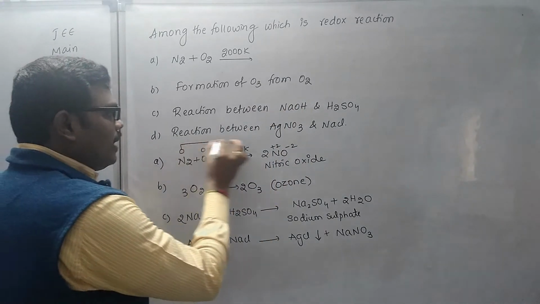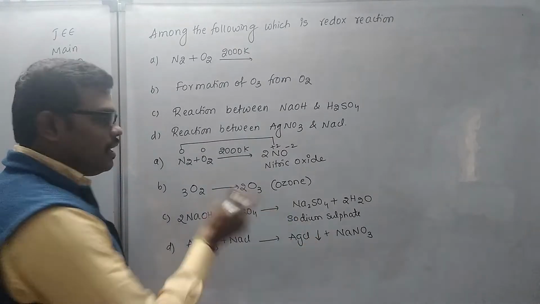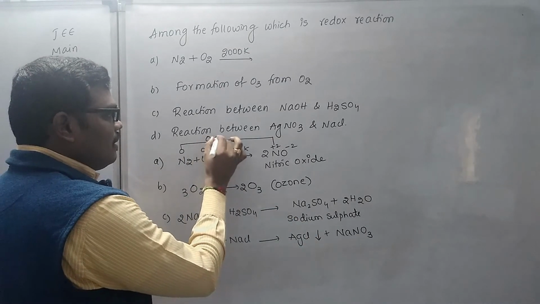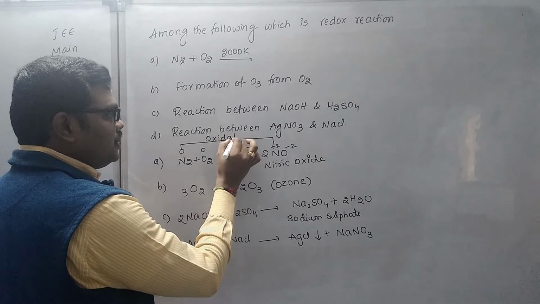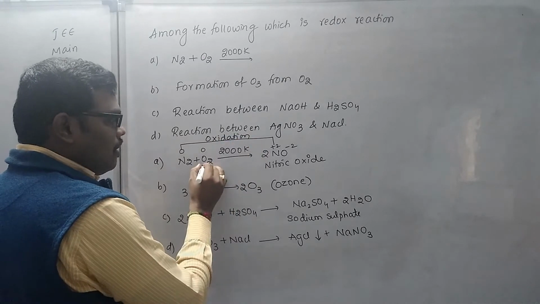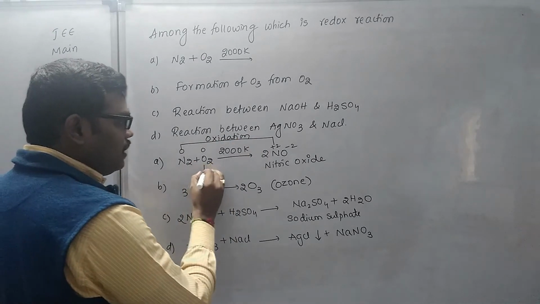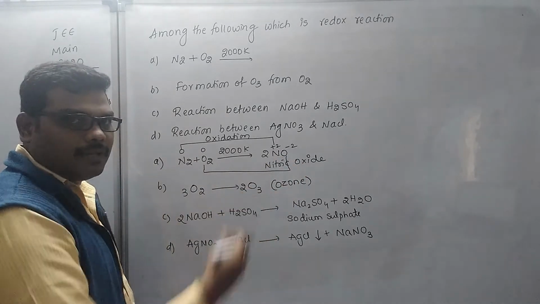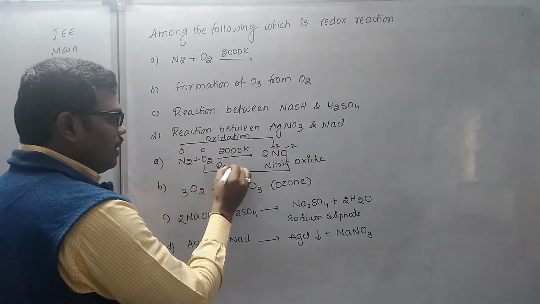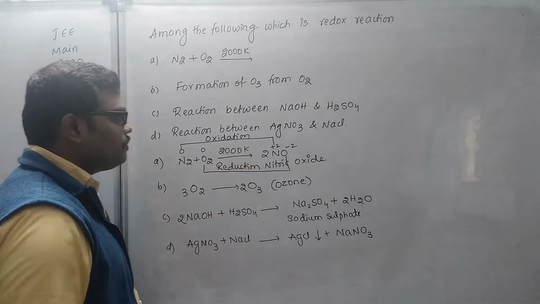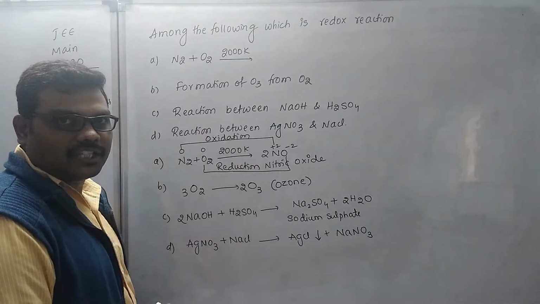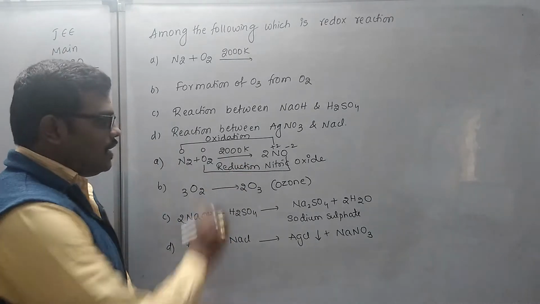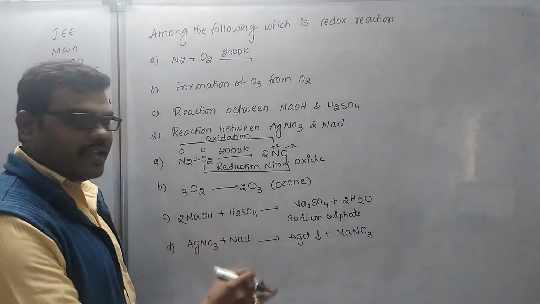Now we see nitrogen to nitrogen, the oxidation number increases. So you can say here nitrogen is undergoing oxidation. Here the oxidation number of oxygen is 0 to -2, the oxidation number is reduced. So it is undergoing reduction. Here both oxidation and reduction are taking place simultaneously. That's why this reaction is called a redox reaction.